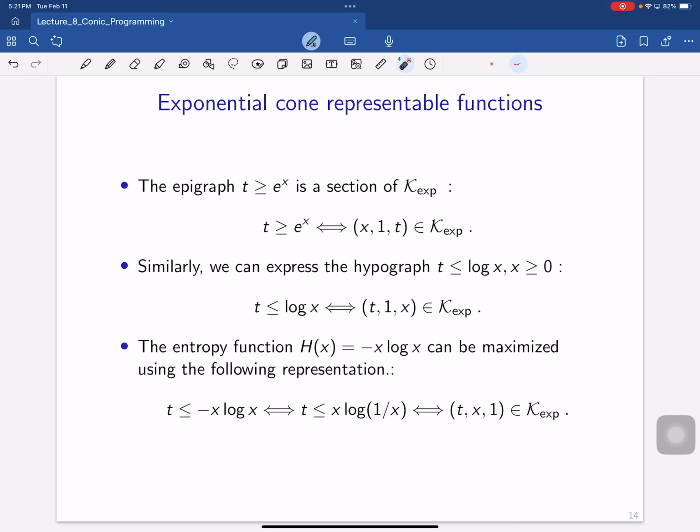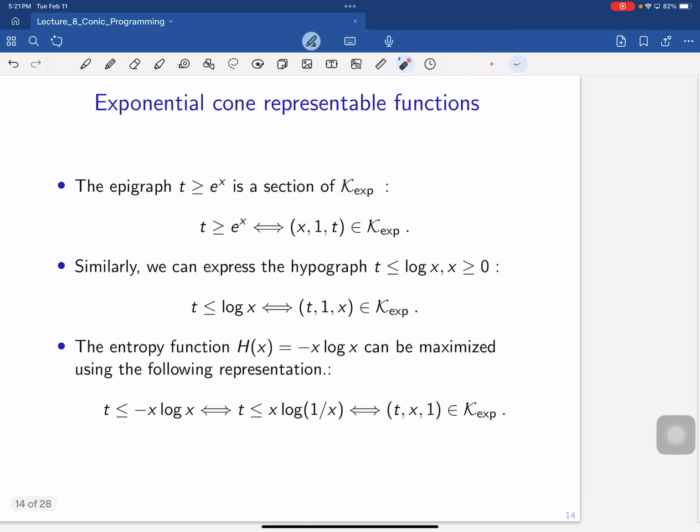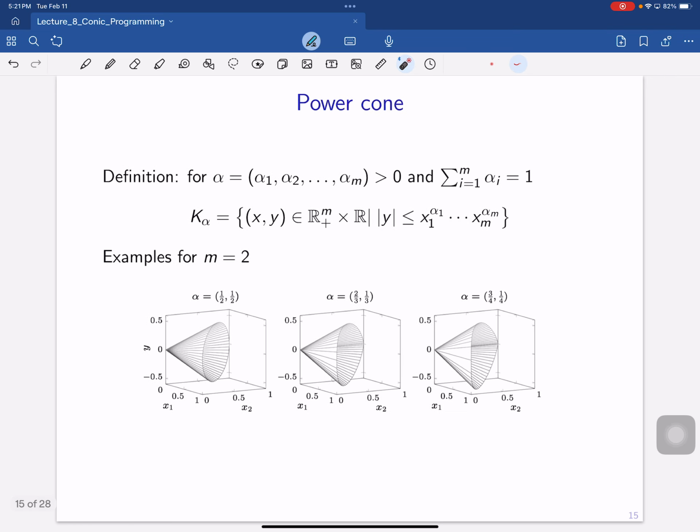I'm not going into the details of this because I want to spend more time on the other problems. So this is called the power cone, which is the absolute value of y less than or equal to x1 raised to the power of alpha 1 times and so forth up to xm raised to the power of alpha m. And then all the alphas have to be greater than 0, and their summation has to be equal to 1, right? And then you can show some examples of the power cone here. This is not very commonly used.